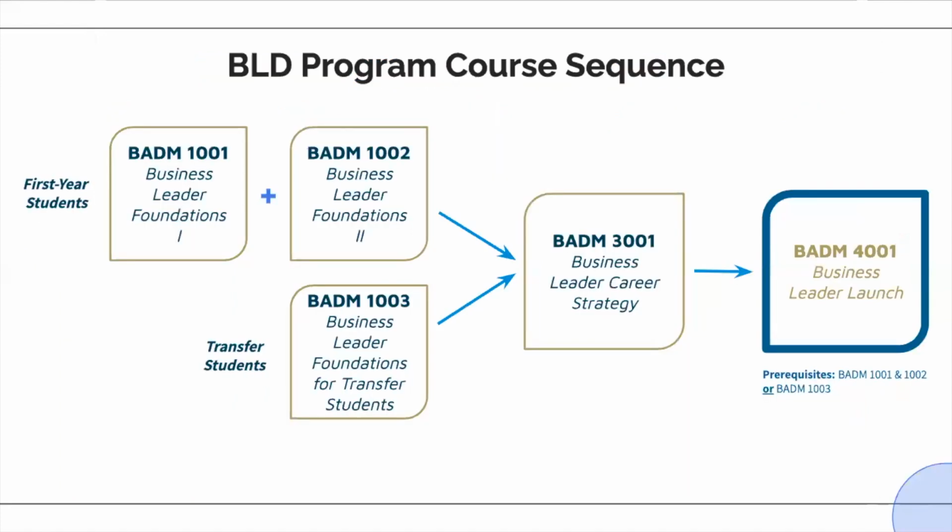Depicted here is a visual representation of the ideal progression of a student's experience within the BLD program. As you can see, BADM 4001 is a required course in both the first year and transfer student tracks and acts as the final course as part of the program as a whole. The prerequisites for BADM 4001 are BADM 1001 and 1002 if you are pursuing the first year student track, or BADM 1003 if you are pursuing the transfer student track. While it is not a prerequisite, we strongly recommend that you take BADM 3001, Business Leader Career Strategy, prior to enrolling in BADM 4001 in order to maximize your experience in the program.